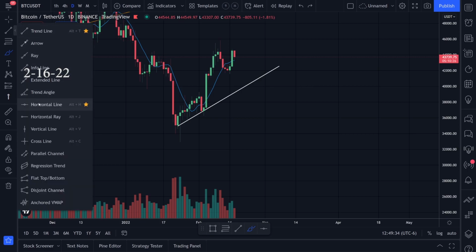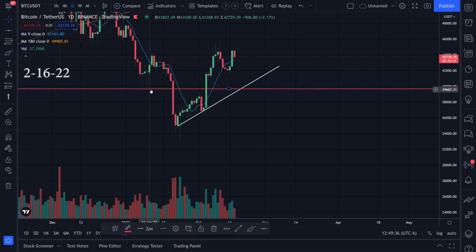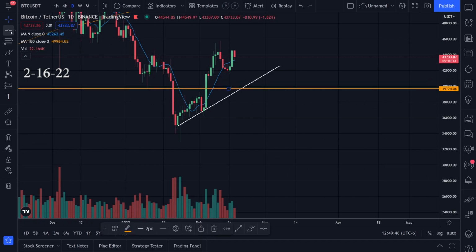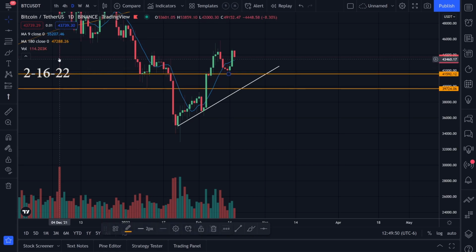let me bring them up. We have the wick that came down right here, and this level is sitting around 39,685. Let's change this color to orange. And then we had another one that I was watching, maybe something like this at these bottoms right here, and this level is sitting at around 41,550. I think we could drag this down a little bit lower. Maybe something like that.